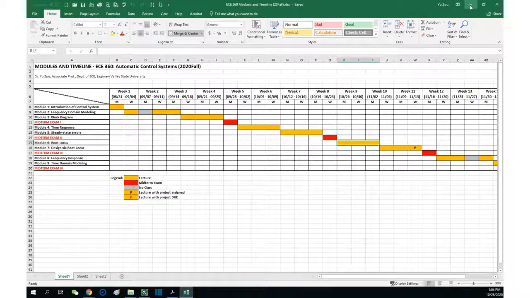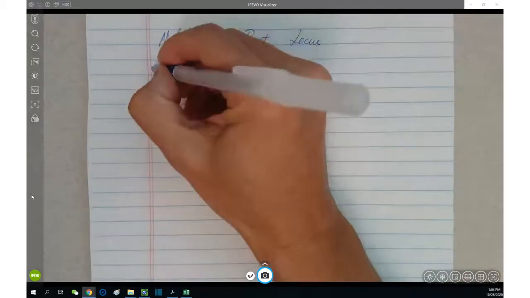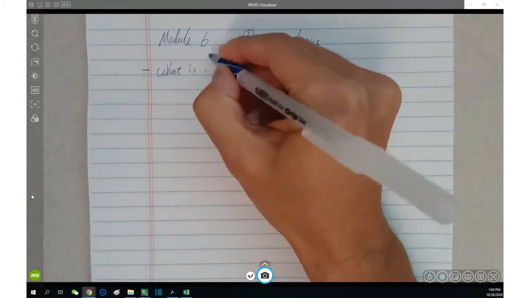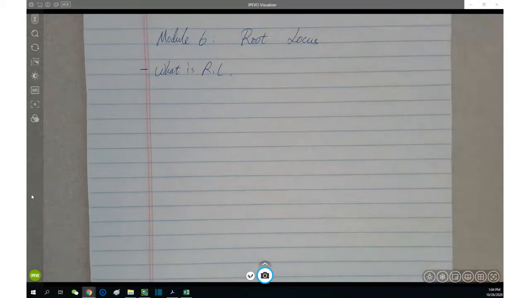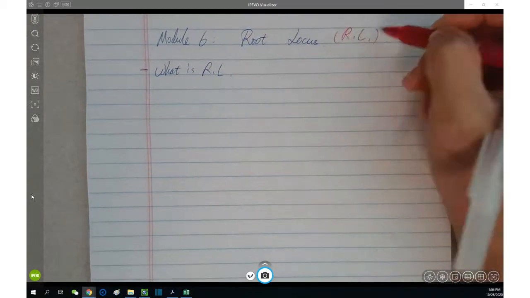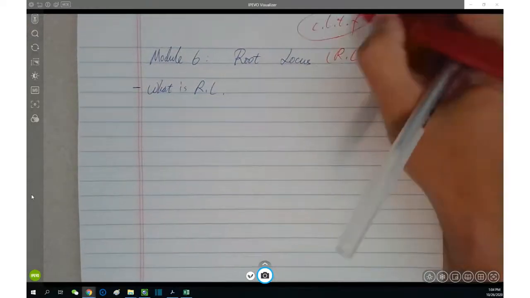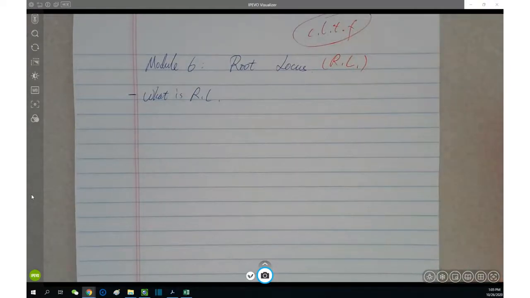All right, let's get it started. So module 6, the root locus. Let's first of all answer some questions. First question is, what is it? And here I'm using RL to represent root locus. Just be aware of this. And similarly, we also have CLTF, the closed loop transfer function. These are the kinds of abbreviations I'm used to using.